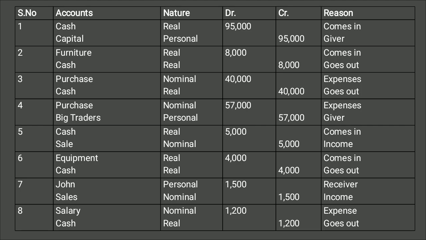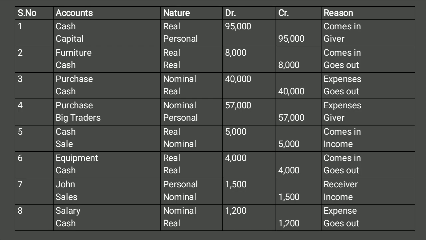Okay. Then transaction number 6, equipment purchased in cash. So two items are going to affect it. First is equipment, second one is cash. Equipment, that is part of real account. Cash, that is also part of real account. And what is the rule for real? Debit what comes in, credit what goes out. So once when you purchase equipment, your equipment will increase in the business, so we have to debit it, and your cash will decrease, your cash will go out of the business. That's why we have to credit it.